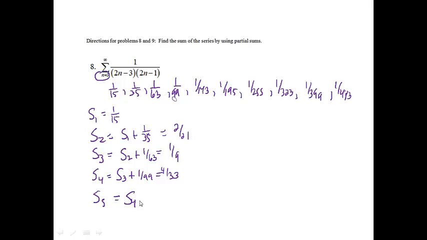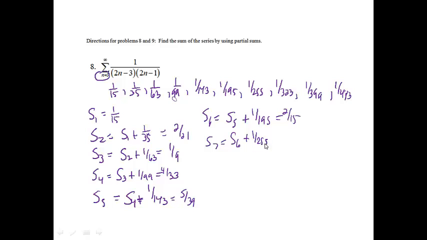The fifth sum is going to be the fourth sum plus the next term, which would be 1/143, and that will equal 5/39, I do believe. The sixth sum, and I'm going to go out 10 here, will be the fifth sum plus the next term, which would be 1/195. That will give me 2/15. The seventh sum will be the sixth sum plus the next term in the sequence, and that will equal 7/51. The eighth sum will be the seventh sum plus the next term in the sequence, and that will equal 8/57.